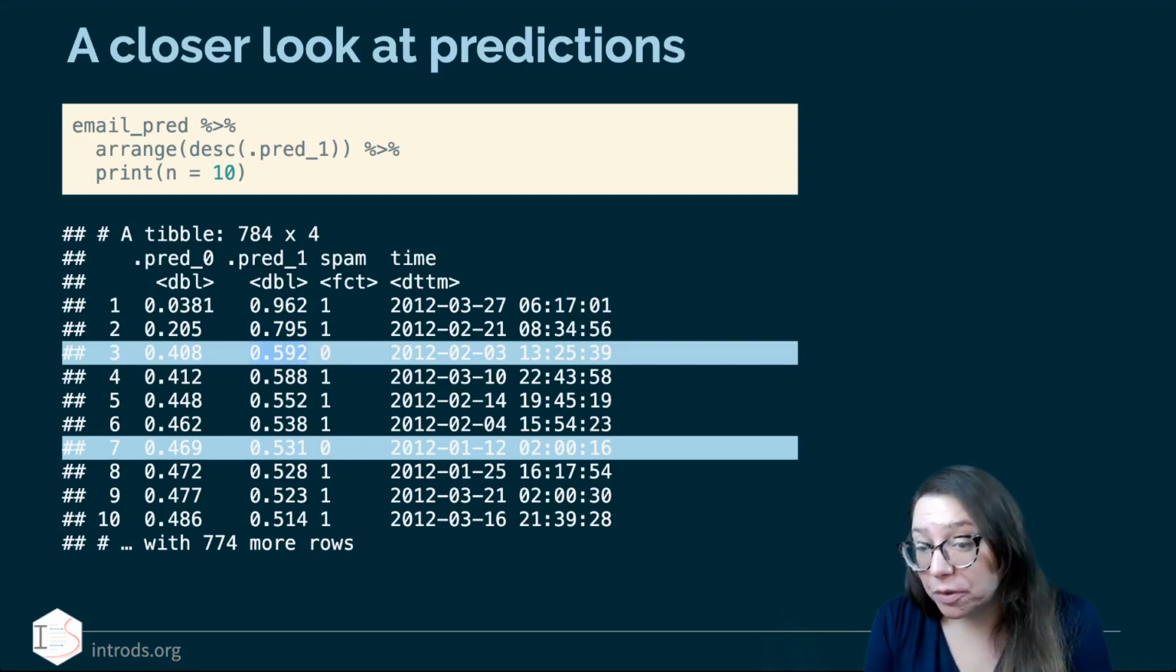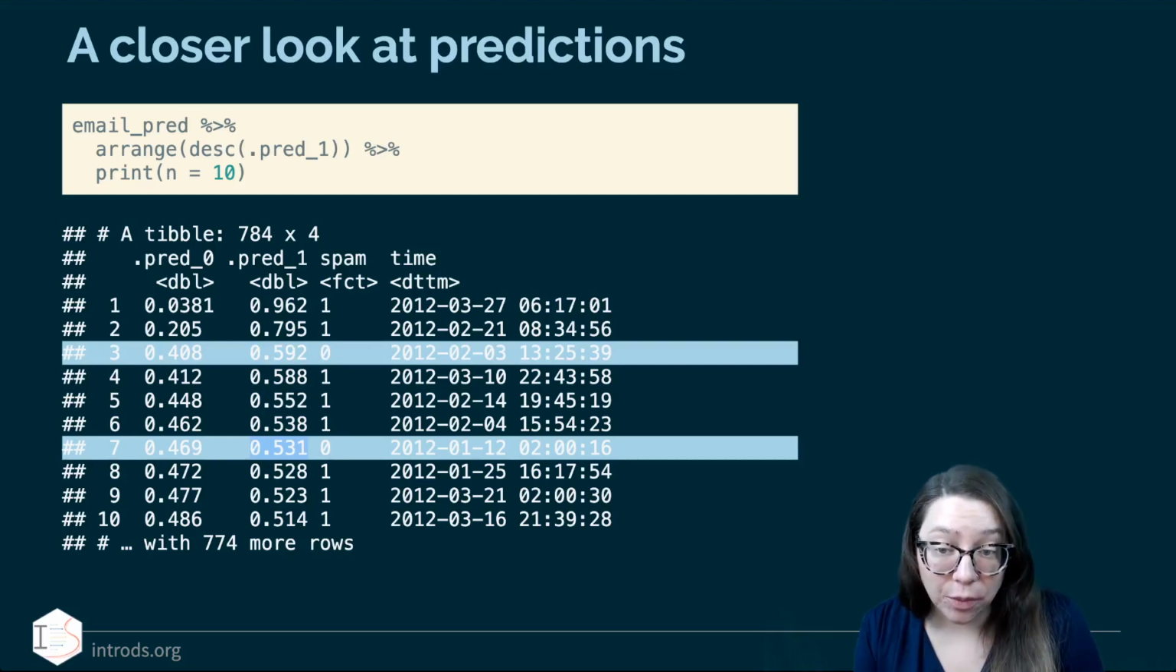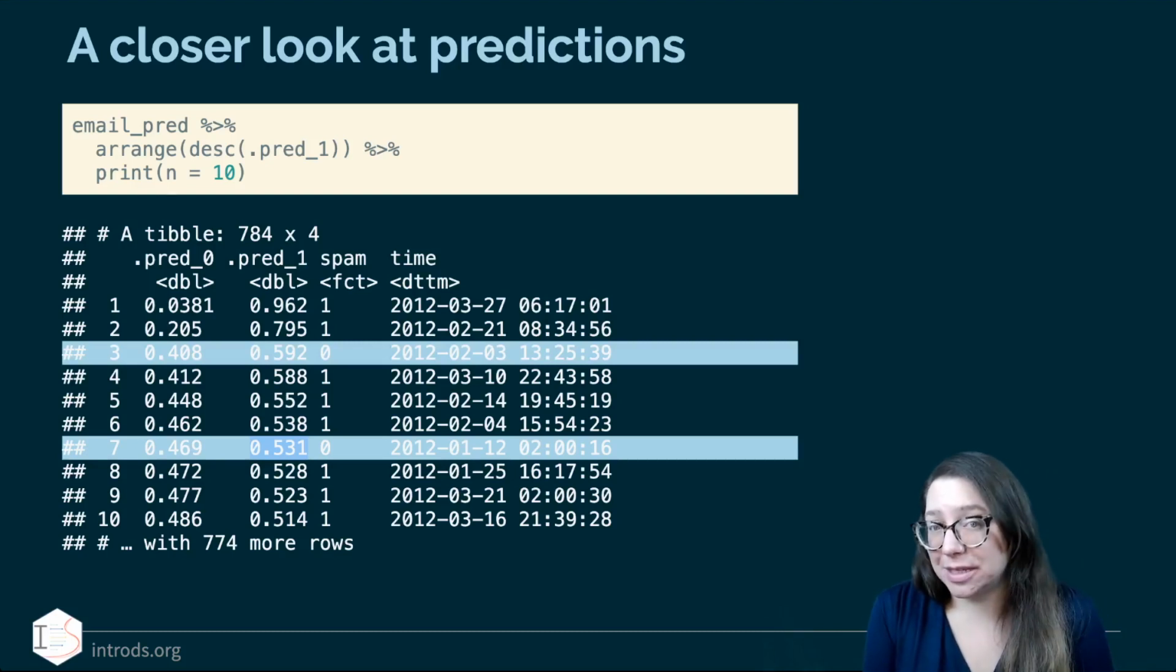0.592, so greater than 0.5, probability that the email was spam, but actually it's not. So the model gives it a pretty decent probability that the email is spam, but turns out in truth it's not. So in that case, we have made a mistake. And here's another one of those. The predicted probability that the email is spam is 0.531, but in reality, it was not a spam email. So we don't have 100% hit rate here, and we didn't anticipate having so, right?